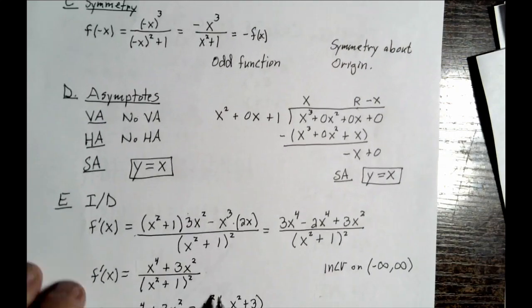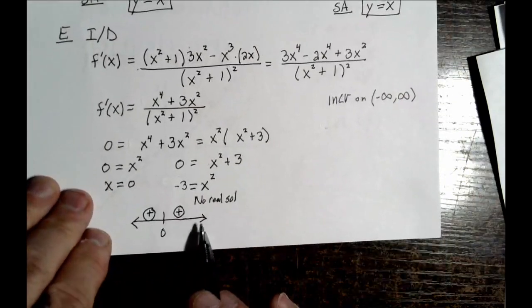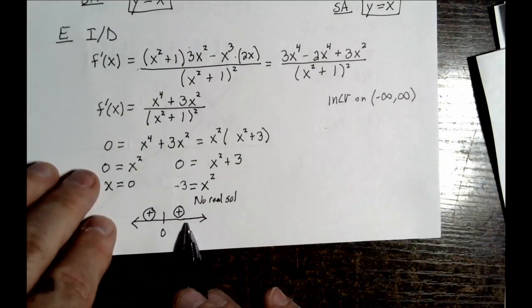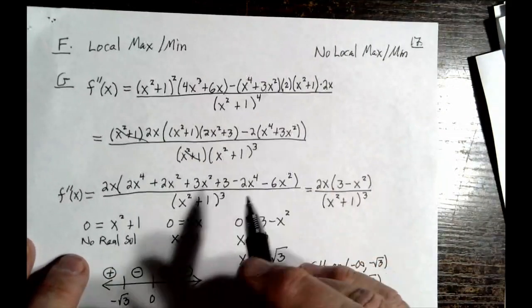Alright, so take the first derivative, set it equal to 0, you divide up your number line, and it's forever increasing over the whole interval. And it doesn't have any local max or mins because there's no sign change on the first derivative.